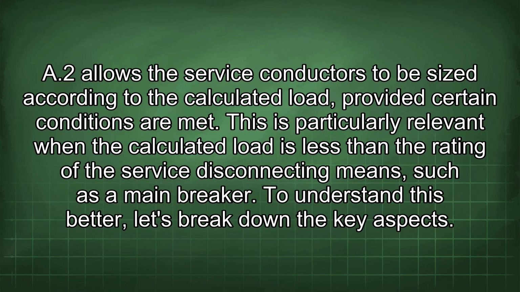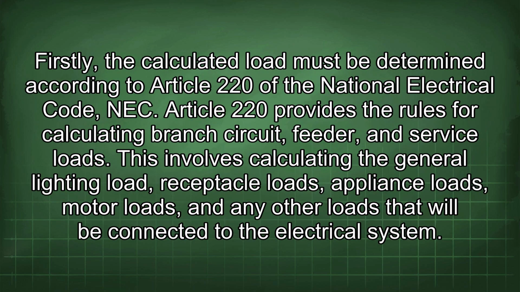This is particularly relevant when the calculated load is less than the rating of the service disconnecting means, such as a main breaker. To understand this better, let's break down the key aspects. Firstly, the calculated load must be determined according to Article 220 of the National Electrical Code, NEC. Article 220 provides the rules for calculating branch circuit, feeder, and service loads. This involves calculating the general lighting load, receptacle loads, appliance loads, motor loads, and any other loads that will be connected to the electrical system.